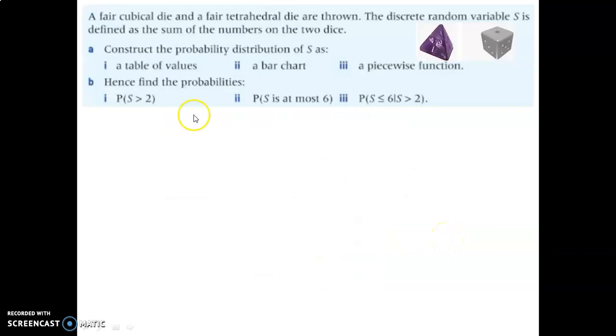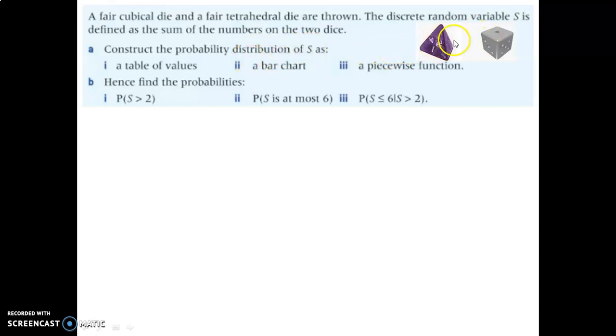Okay, next question. Let's say you have a fair cubical die, so right here, and a fair tetrahedral die. Now you roll these two dice together. The discrete random variable S is defined as the sum of the numbers on the two dice. So again, we ran this simulation in class already. We got some of these things done already.